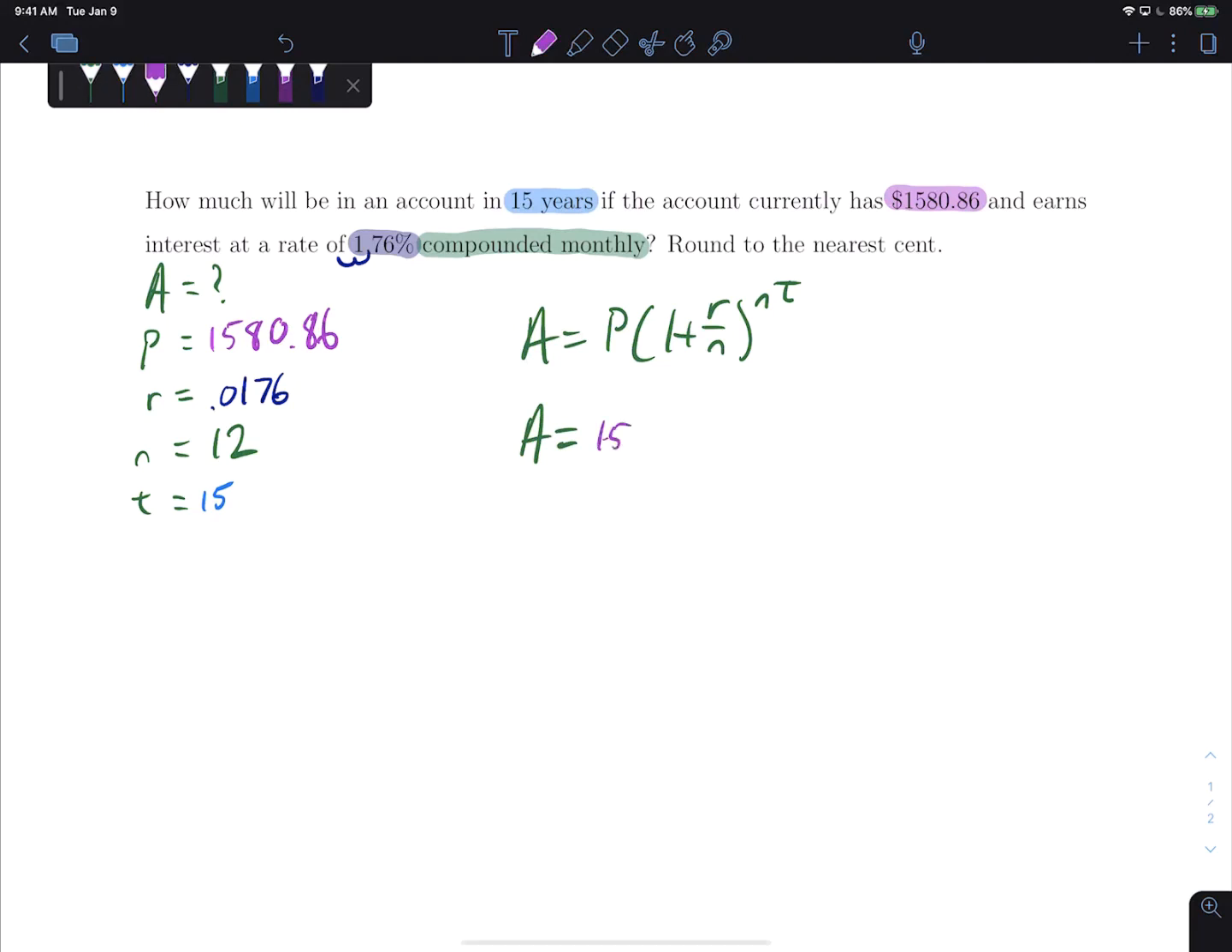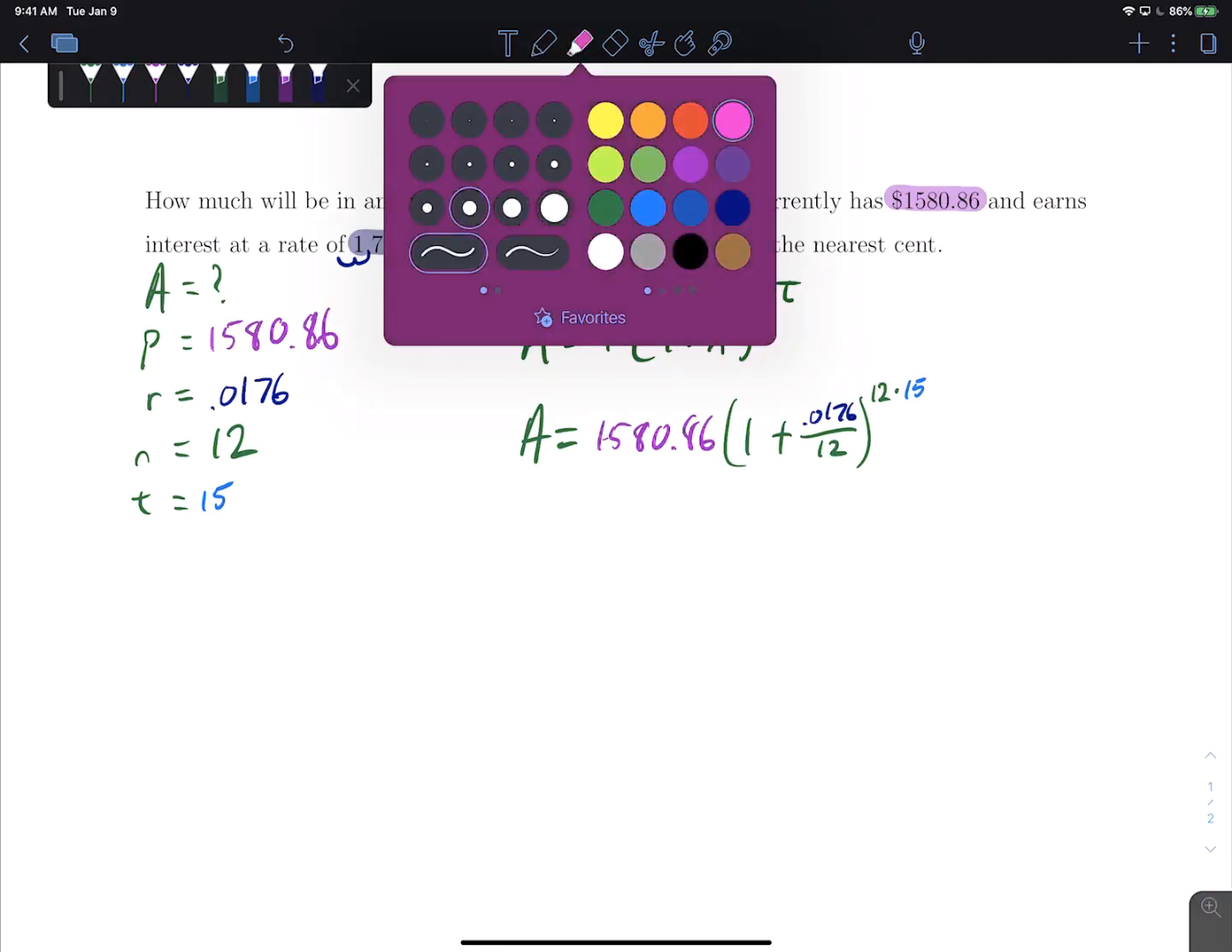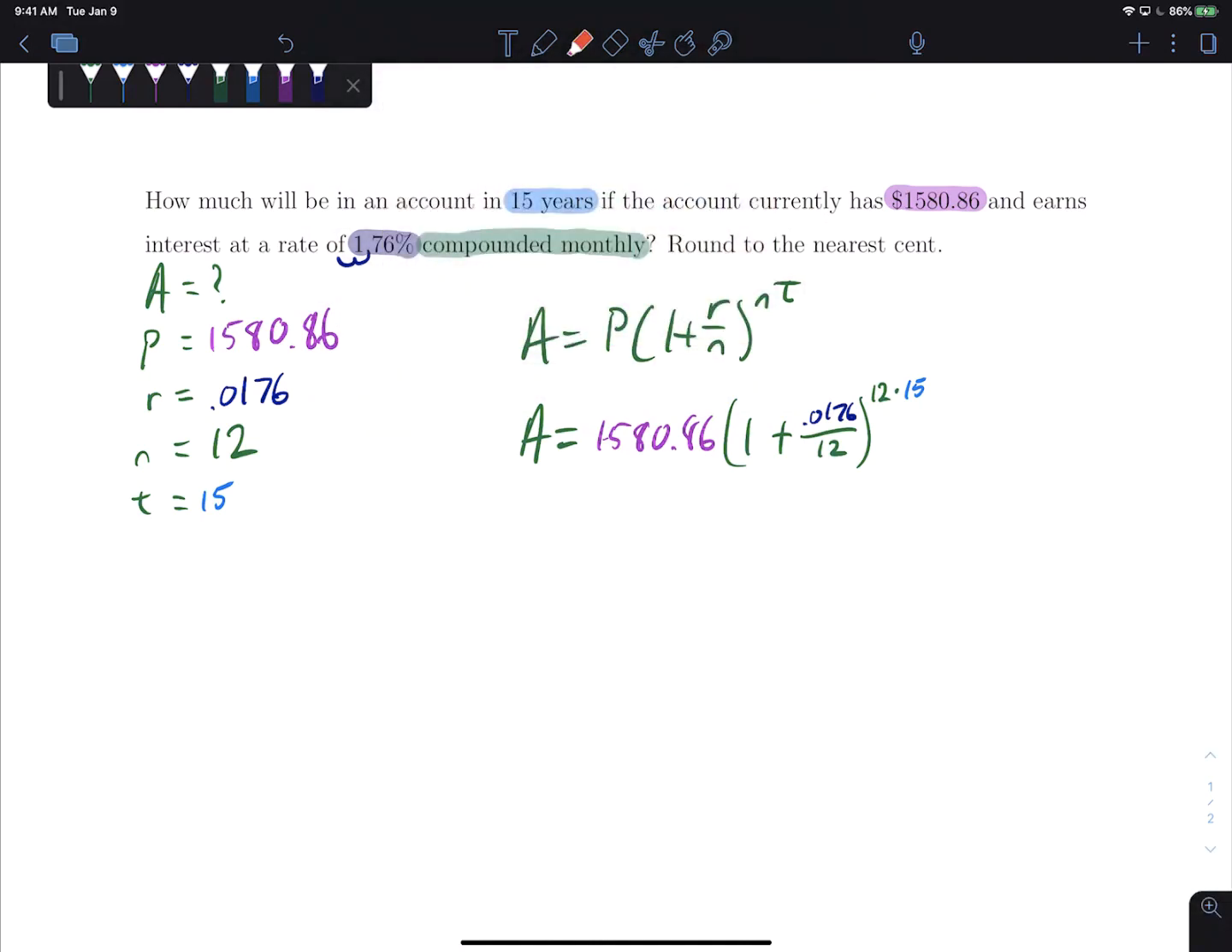We have the P of 1580.86 times the 1 plus the R of 0.0176, and then over the 12, which is N, all to the 12 times T, which is 15. Let's use red for the compound monthly. Excellent.